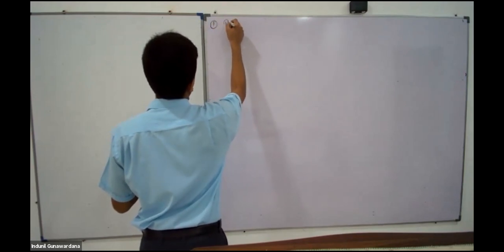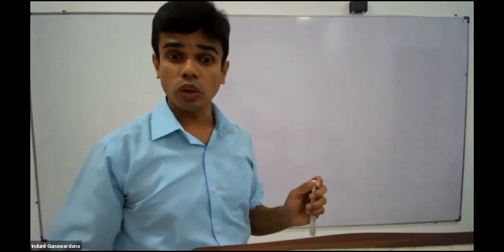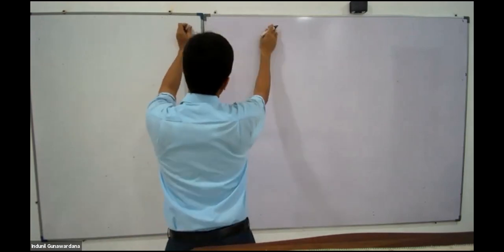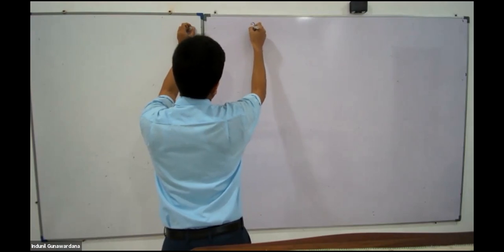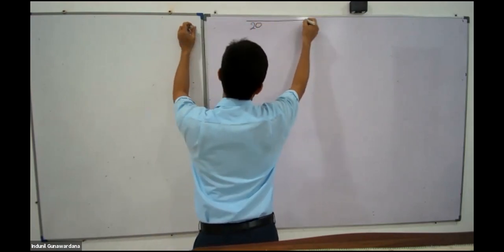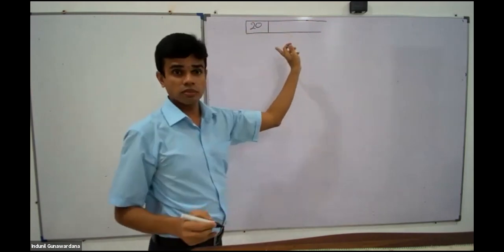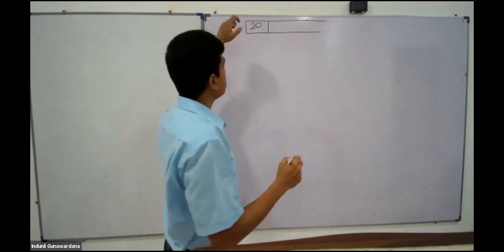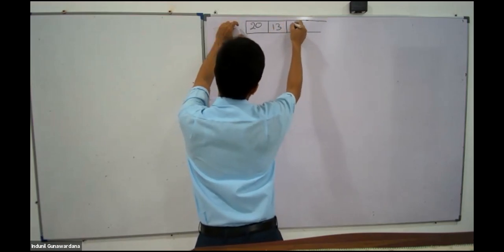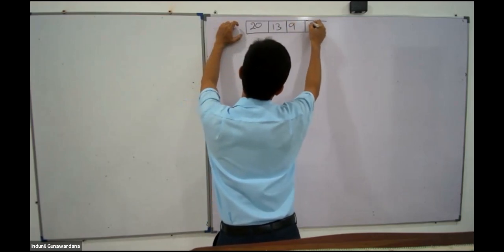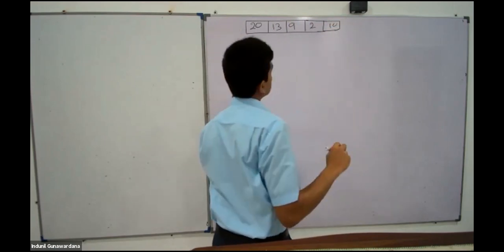The first one is called bubble sort. I'll explain how bubble sort works first, then we'll try to implement the code. First of all, I'll go for some set of values. In Python, it's better if you go for a list data structure, then it's easy for us to handle them. 20, then 13, then 9, and 2 as the last thing. These are the values to be sorted now.